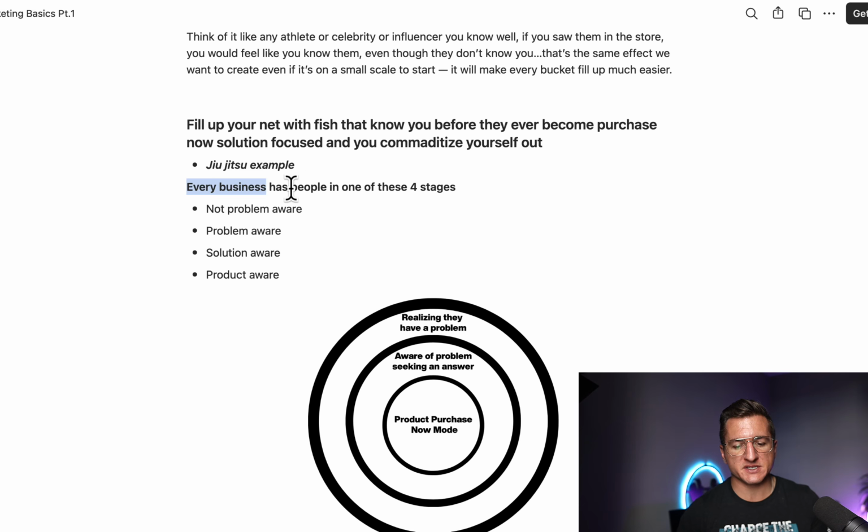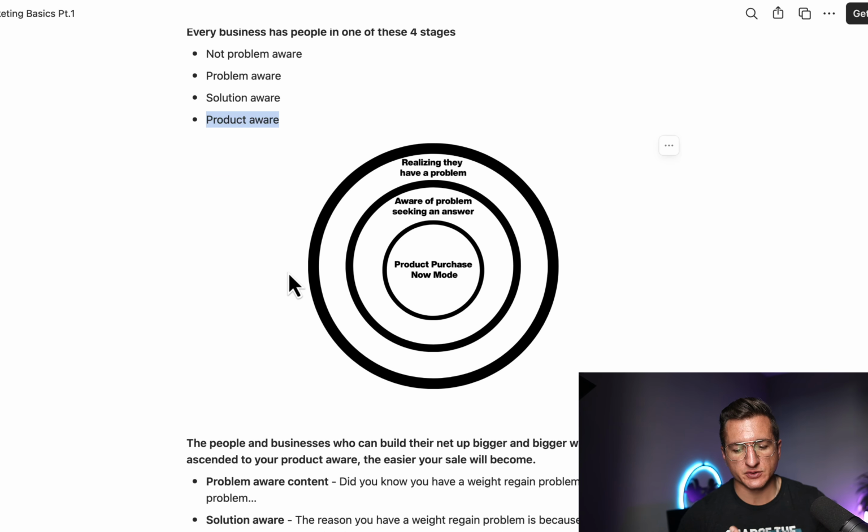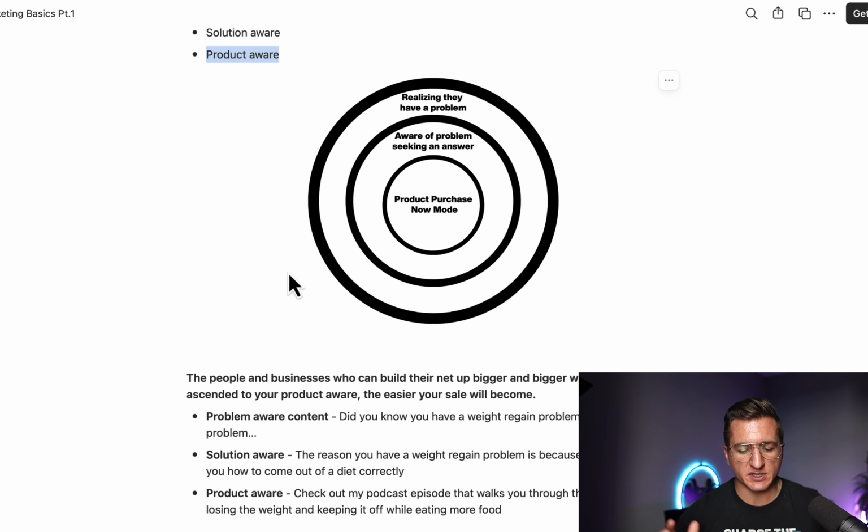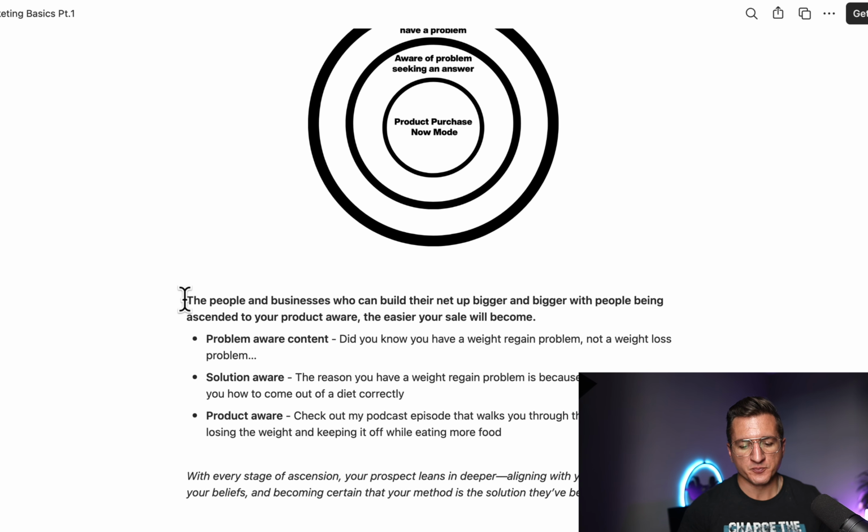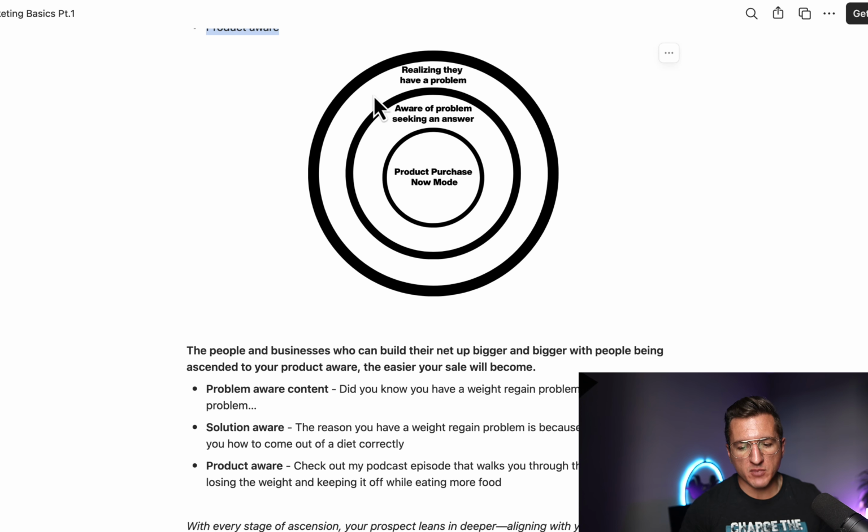So every business has people in one of these 4 stages. They're not problem aware. They become problem aware that they have a problem. They are looking for a solution to the problem, and then they find a product that offers the solution that they concluded is the solution they need, and it's going to take them there, right? And so at every moment with our marketing, with our ads, what we're going to try to do is continue to build people in all 3 of these buckets to ascend to product purchase now mode, right?